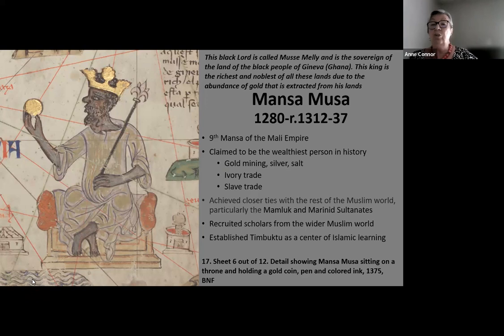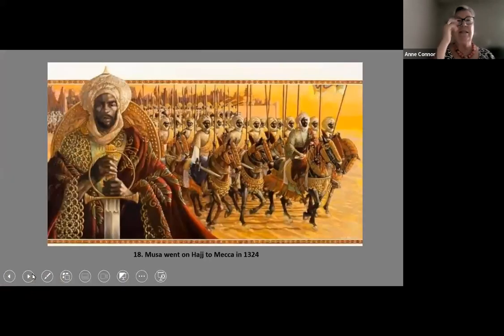He achieved close ties with the rest of the Muslim world, particularly the Mamluk and the Marinid sultanates. He recruited scholars from the wider Muslim world and established Timbuktu at the center of Islamic learning. What is really interesting, and we have the story about it, is that he went on the Hajj to Mecca, as he was supposed to do as a good Muslim once in his lifetime.